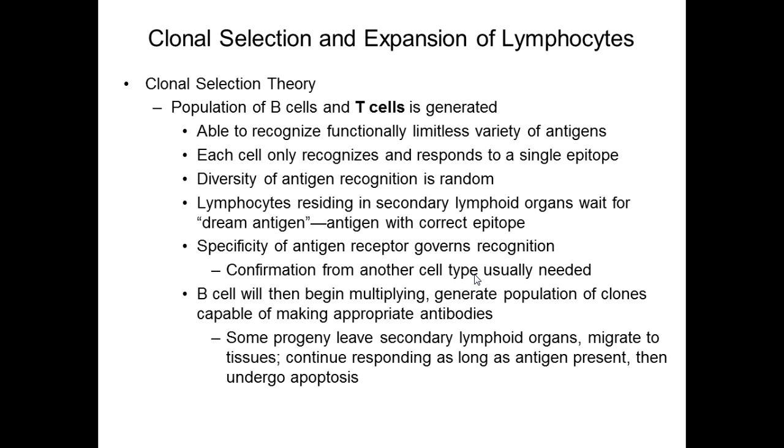Then they're going to multiply, specifically the B cells. They'll leave the lymphoid organs and migrate to tissues. They're going to travel throughout the body, right to where the action is, right to where the antigens are, and produce antibodies right there as well. And then they go through a process we know as apoptosis when they're no longer needed. And what happens when they go through apoptosis?